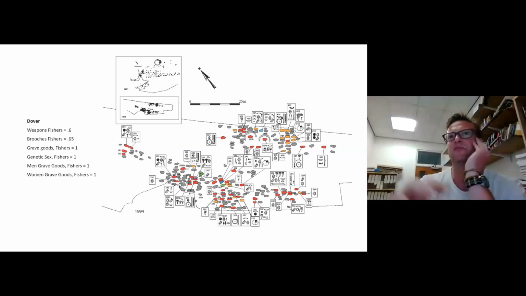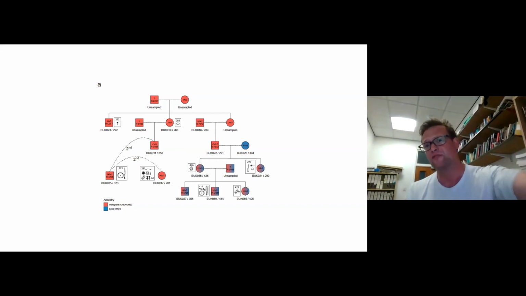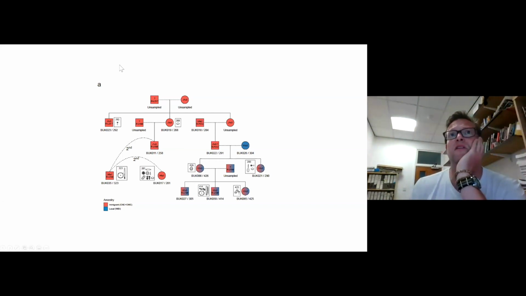So this is the distribution of all the samples that we took and the artifacts from those graves. And we're able to see family histories across 5 generations. And that's unprecedented for the period. It's absolutely brilliant to be able to see that.